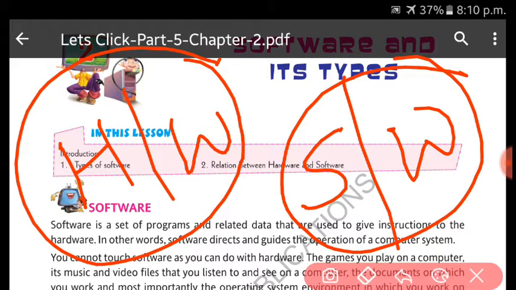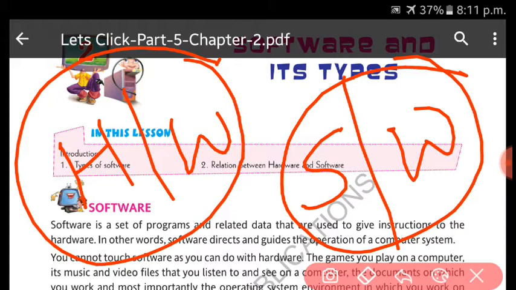Why do we give the instructions to the computer system? So that the computer can perform the work. That's why we give the instructions to the computer system. Okay, remember that. So once again, hardware is a physical component which we can see and touch, and software we cannot touch. Remember, software is in the form of instructions which are given to the computer system to do our work, right? Okay, clear?